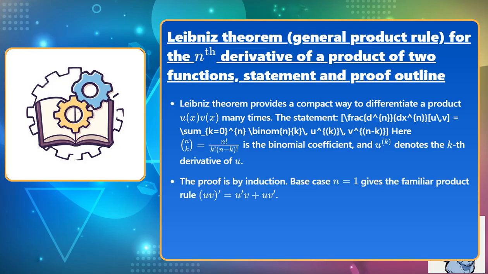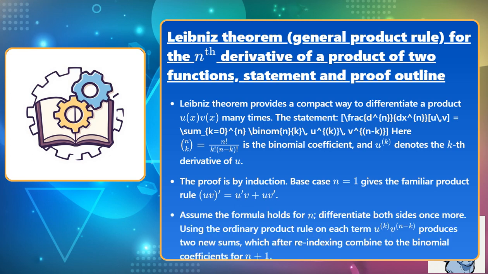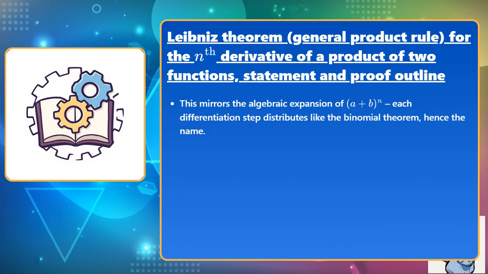Base case n equals 1 gives the familiar product rule: the derivative of uv equals u prime v plus uv prime. Assume the formula holds for n, and differentiate both sides once more. Using the ordinary product rule on each term u superscript k v superscript n minus k produces two new sums, which after reindexing combine to the binomial coefficients for n plus 1. This mirrors the algebraic expansion of a plus b raised to the n. Each differentiation step distributes like the binomial theorem, hence the name.